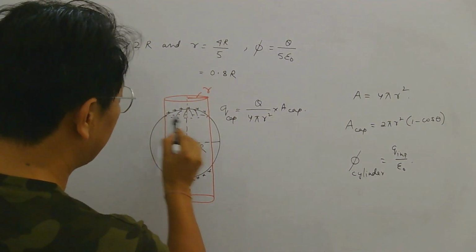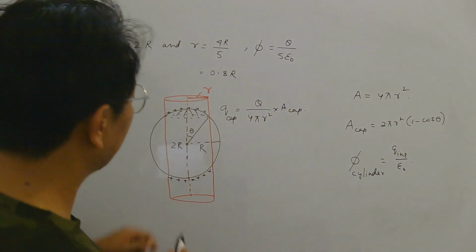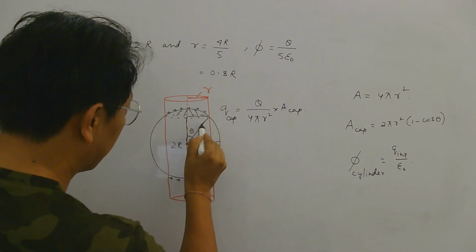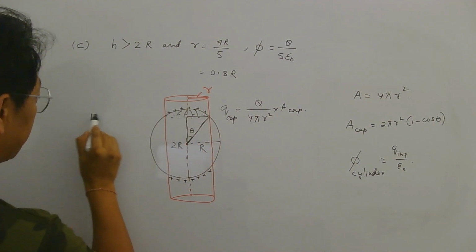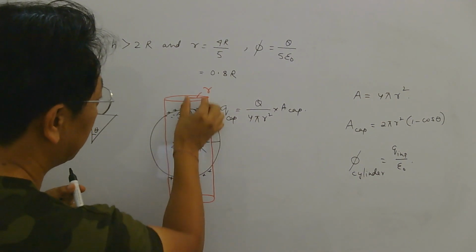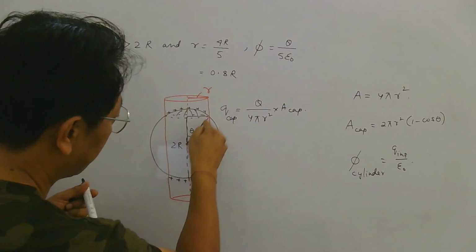Now to find the area of the cap, I need to know this angle I told you, right? So if I draw this triangle here separately for you for clarity, this theta, then look carefully. This is the radius of the cylinder and this is the radius of the sphere.